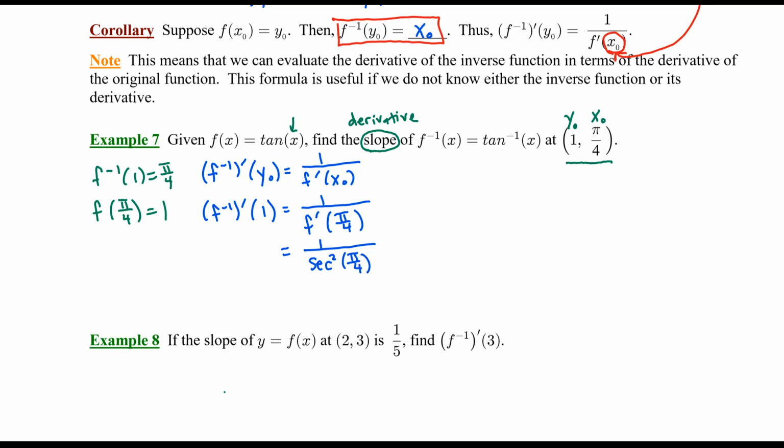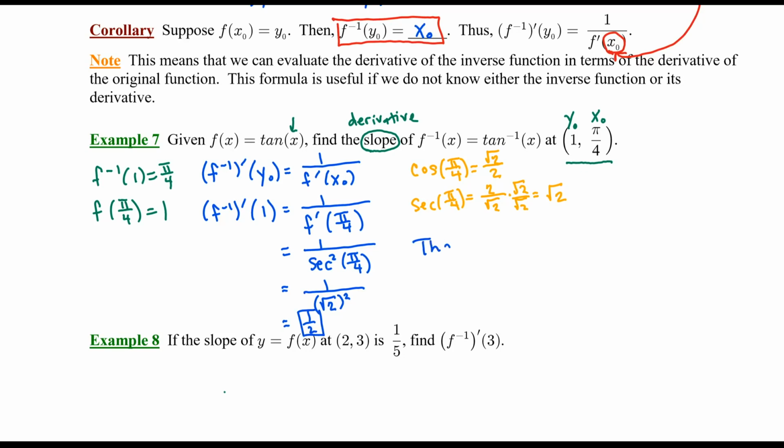Now, if you're a little rusty on the unit circle, you can think of secant in terms of cosine. Recall that cosine of pi over 4 is the square root of 2 over 2. Secant, therefore, of pi over 4 is the reciprocal, 2 over the square root of 2. And when we rationalize that, we end up with square root of 2. So we have 1 over secant squared of pi over 4, which is square root of 2, squared, and we get our final answer of 1/2.